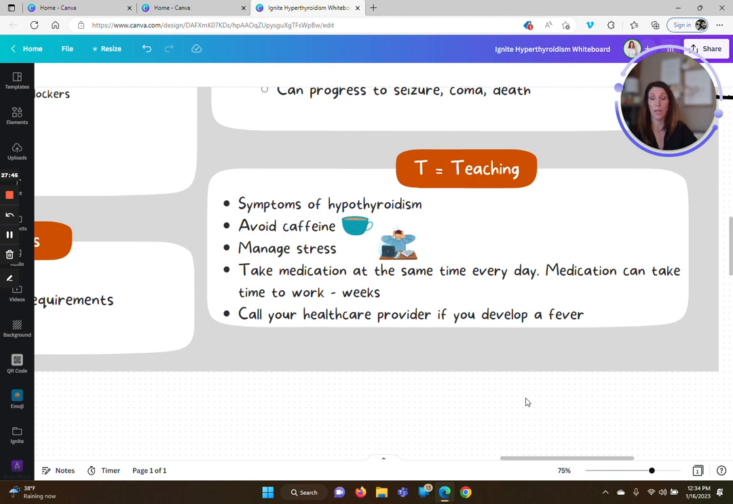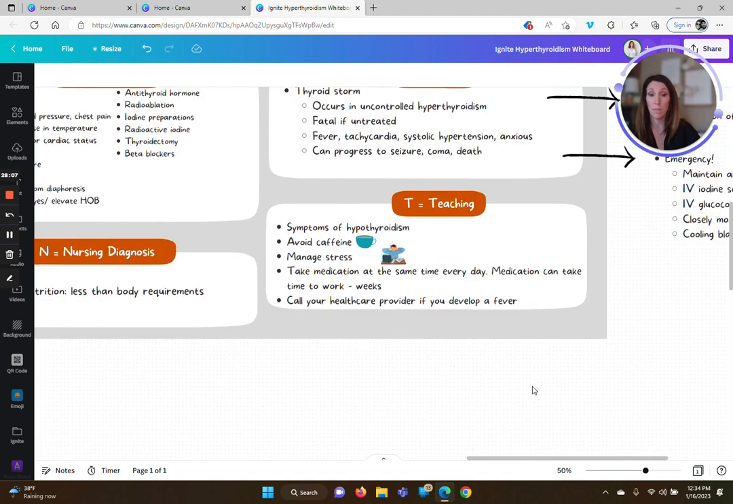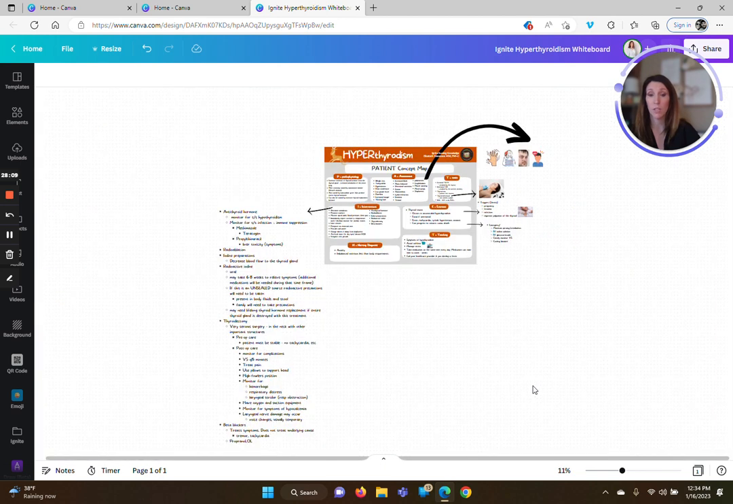Okay? And then call the healthcare provider if they develop a fever. Because we said changes in temperature can be a big deal in these patients. So they need to let their healthcare provider know. Plus, we had also talked about how the antithyroid medications are immune suppressing. So if they get a fever, we may need to be investigating that pretty aggressively. So a lot going on with hyperthyroidism, but I hope everybody took something from that they will remember. Thank you.